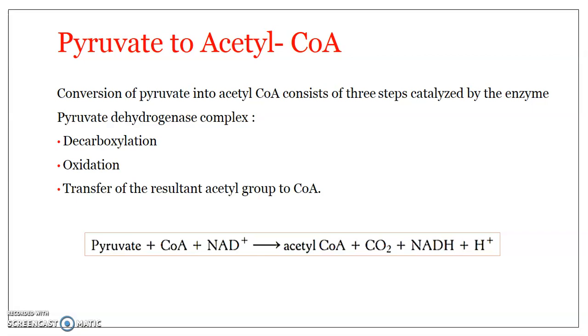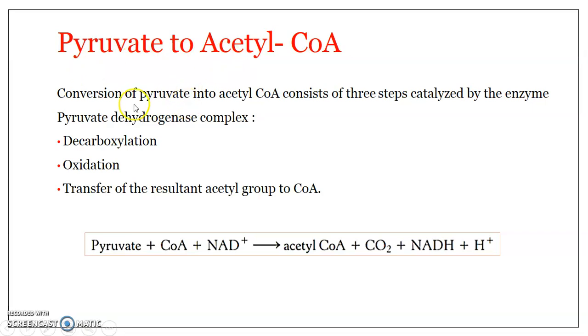This pyruvate, which is produced as a result of glycolysis, which takes place in the cytoplasm. So pyruvic acid is produced in the cytoplasm, and this pyruvic acid is transported into the mitochondrial matrix, and it is there that the pyruvate gets converted to acetyl coenzyme A. Okay, so the conversion of pyruvate to acetyl coenzyme A takes place inside the mitochondria.